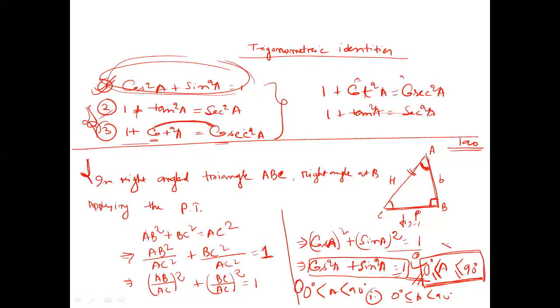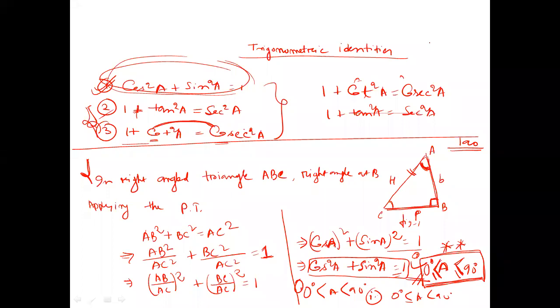Always remember, this is very important. All of you write it down in your copy and give a star mark here. This only first identity is true for A whose value lies between this range. That means A must be greater than or equal to 0 degree and less than or equal to 90 degree.